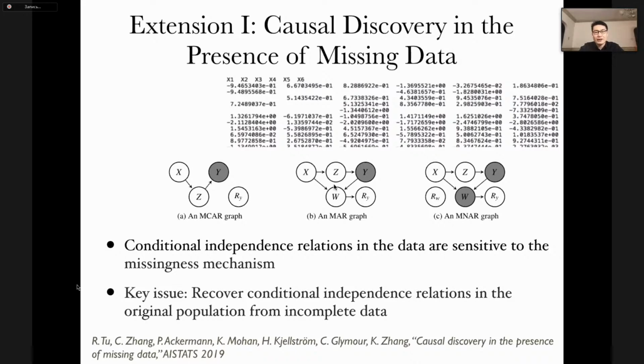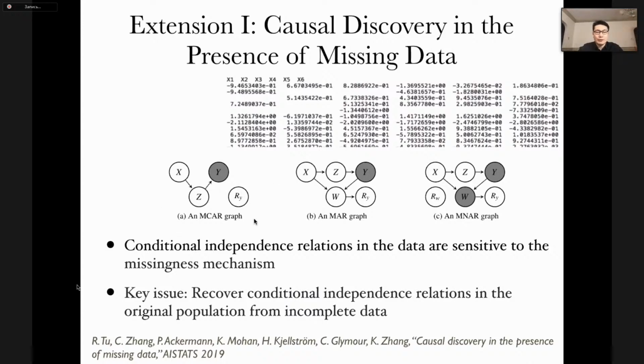What does it mean? It means that if you just consider the pairs of variables or set of variables and just make use of the complete records in which you don't have missing values, then the conditional independence relations right here could be very different from the conditional independence relations implied by the original true DAG. This is because of the missingness causal mechanism. Right here, you can see some missingness graphs.